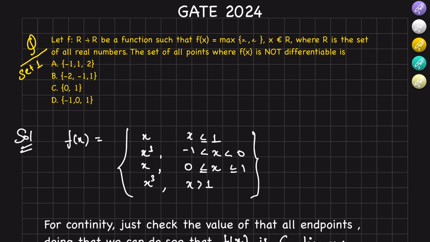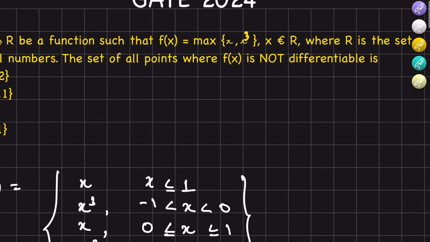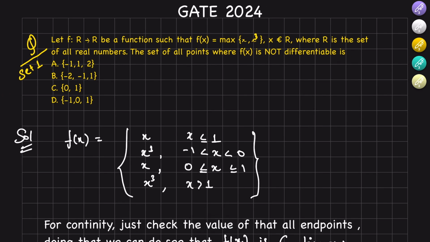So it was: let f be a function from R to R, and f(x) is such that it is the maximum of x, x cube, where x belongs to R, and R is the set of all real numbers. Now they are asking for the set of all points where f(x) is not differentiable.